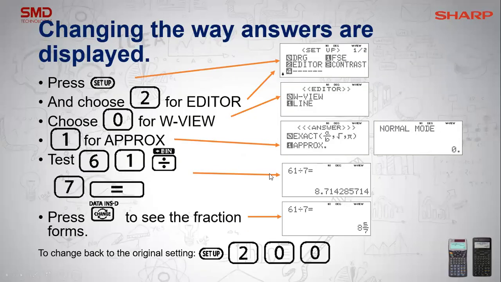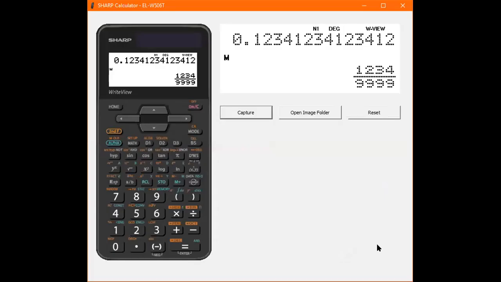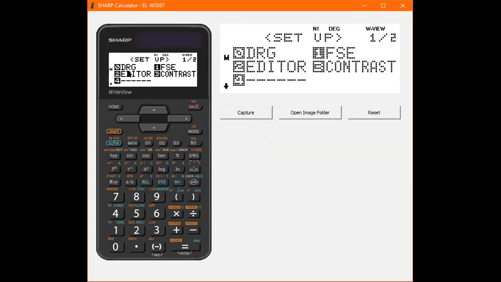Okay. Now, the other thing we get asked often is, can we change the display of the calculator to not give us a fraction as an answer first, but to give us the decimal first? And again, yes, you can. So what you do is say second function and math. And this time we're going to look at editor. So we're going to press 2.